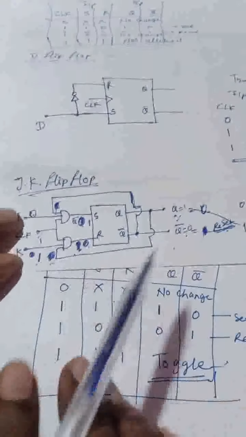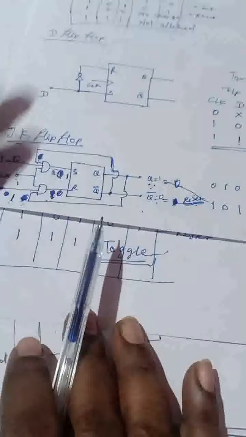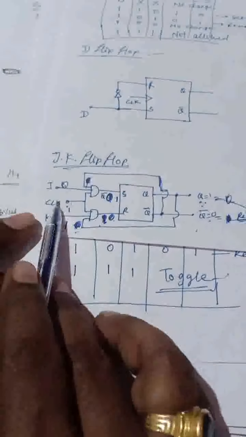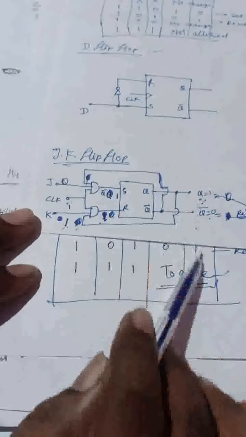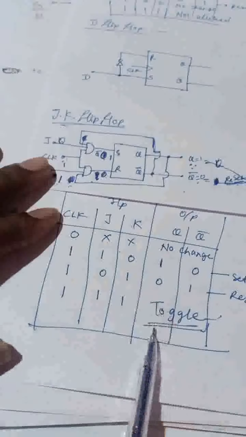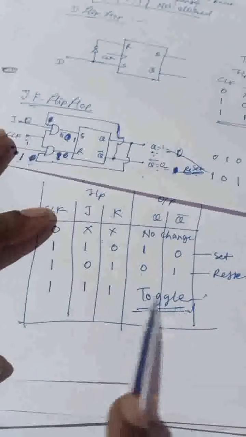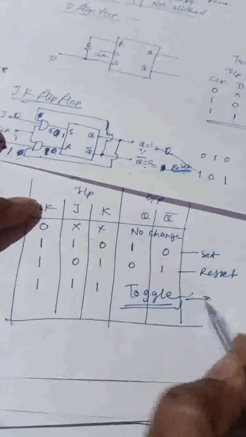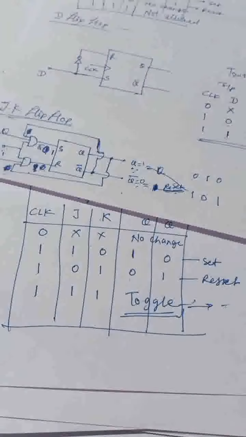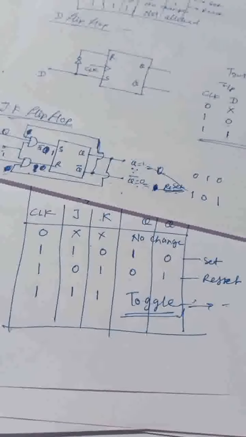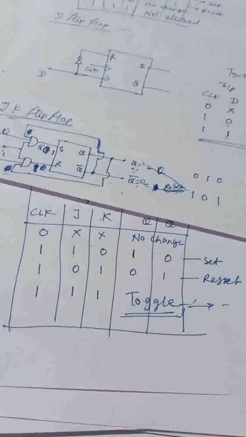You have to work this out yourself. You will find that every time the clock is 1, this output changes. If it is previously set, it goes into reset. If it is previously reset, it goes into set. This condition is called a toggle condition. So let us stop here. You have to see that this JK flip-flop is the most important flip-flop.